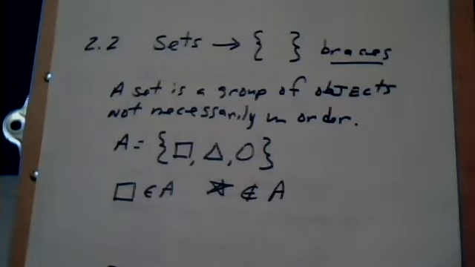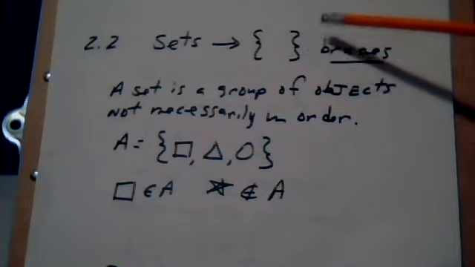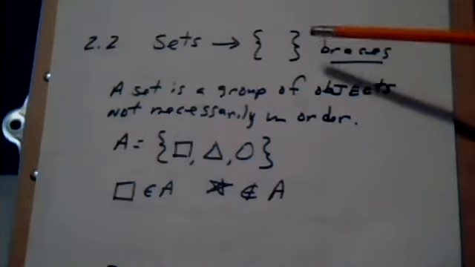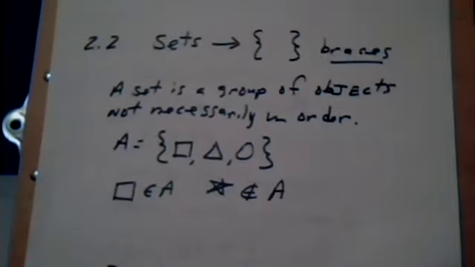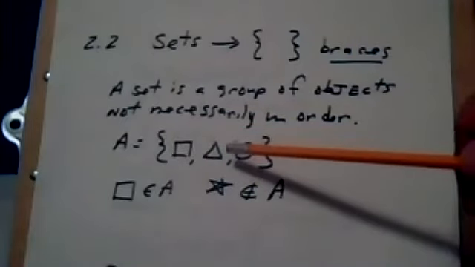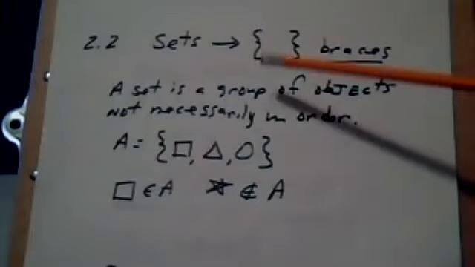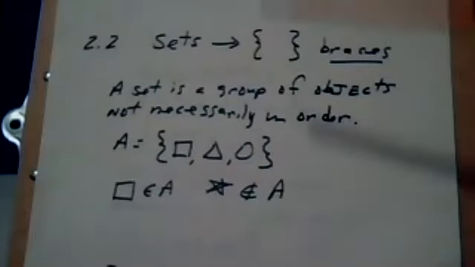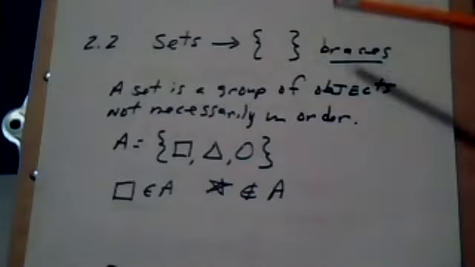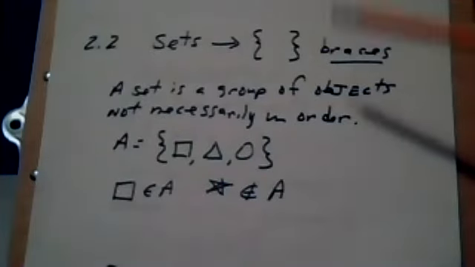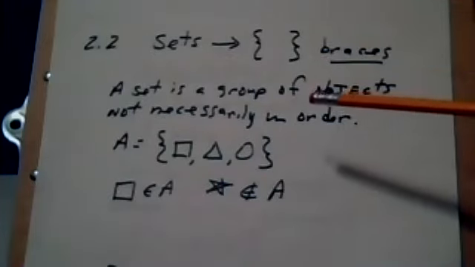These are sets. These are the symbol for sets. We use braces. When you see these braces, the topic is sets. A set is a group of objects, not necessarily in order. If you notice in set A, it doesn't matter who's first and who's second and who's third. The issue with sets is: is it in the set or is it not in the set? The issue is membership, not order.